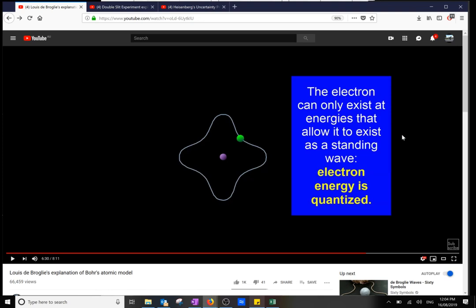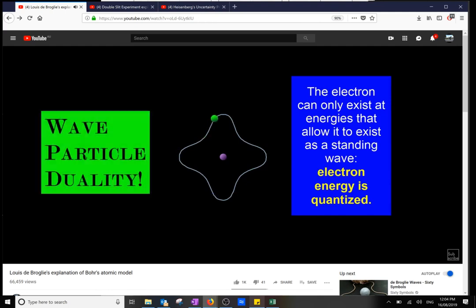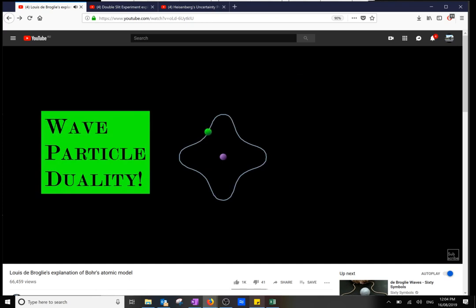It's just adding more stuff about how particles can act as waves. Okay? We say the electron energy is quantized. So, de Broglie succeeded in describing a mechanism in Bohr's hypothesis of electrons only existing at allowed energies. This established the wave-particle duality of matter, a monumental step in our current view of the universe.